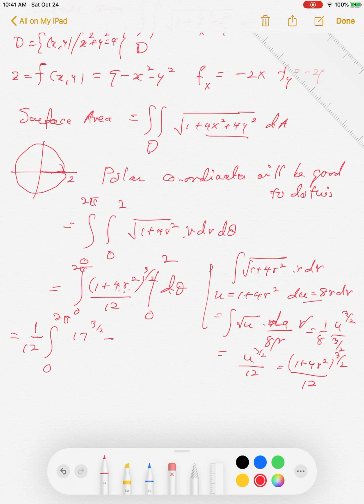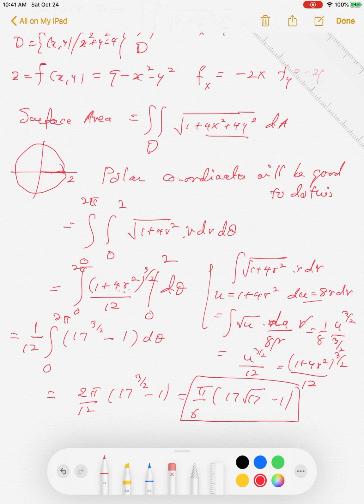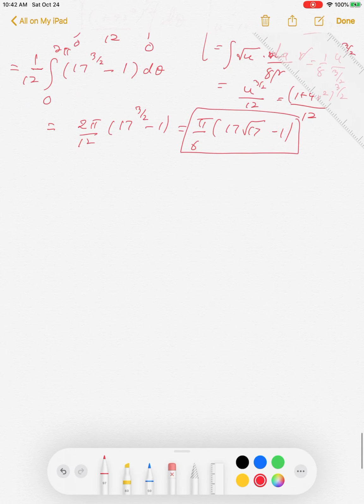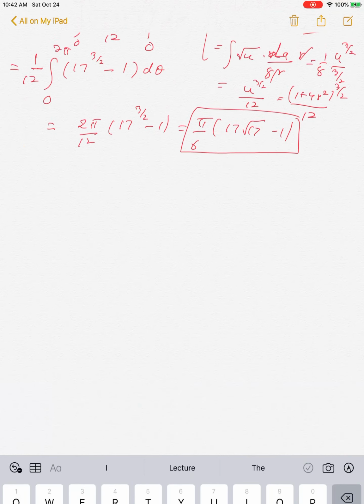Hold on one sec. Yeah. So it's going to be 17 to the 3 halves minus, at 0 this will be 1. 1 to the 3 halves is 1. This thing times d theta. And so this is going to be 2 pi by 12, 17 to the 3 halves minus 1, which is pi by 6 times 17 root 17 minus 1. So that's how you calculate surface areas.